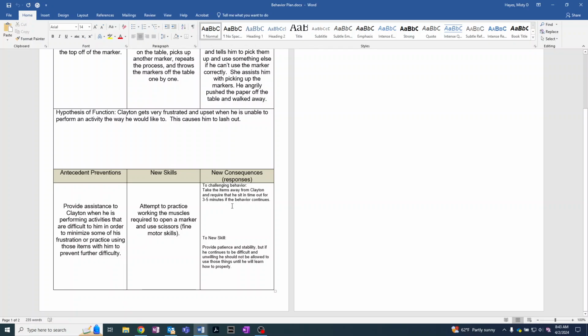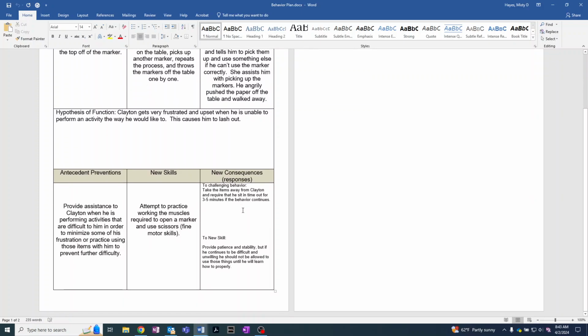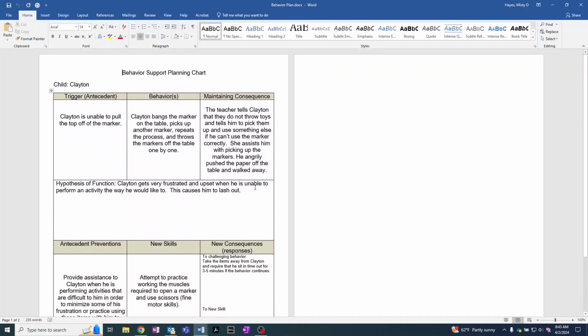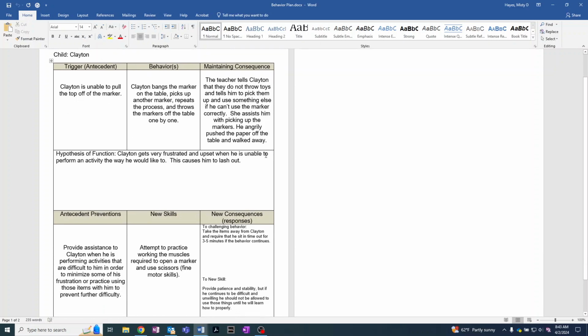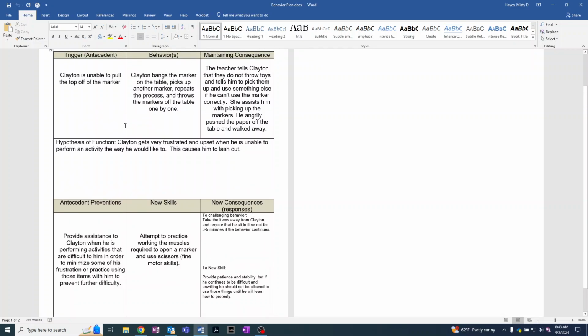Now, with the challenging behavior, what do you do if he exhibits this behavior again, where he throws the markers? Well, you take the items away from him. Before, up here, if you look, they said if he can't pick them up and use them the right way, he needs to find something else. But in this instance, they just said, okay, I'm just taking them away and he can sit in timeout for 3 to 5 minutes. That's if he does this behavior.